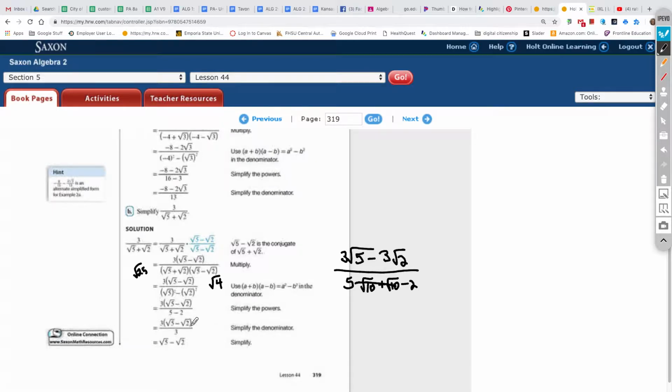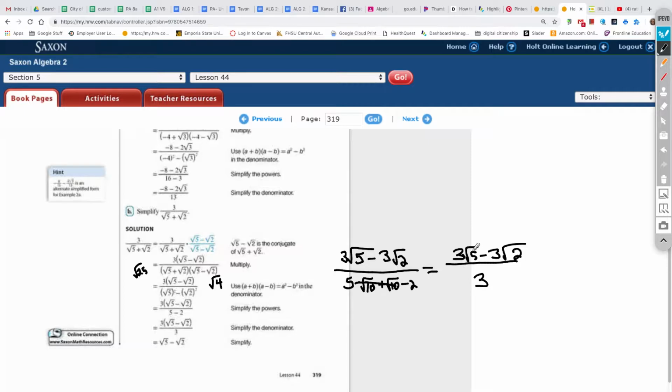Now, see how they kept this in this distributed form? I guess, I mean, you can. Or, I mean, in this factored form, you can. When I look at this, guys, I'm going to say, well, here's 3 square root of 5 minus 3 square root of 2, and that's all over 3.